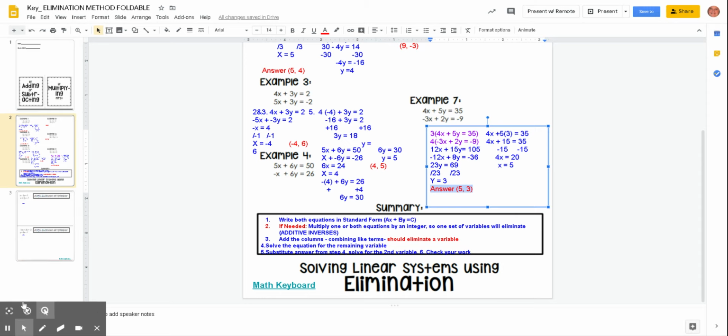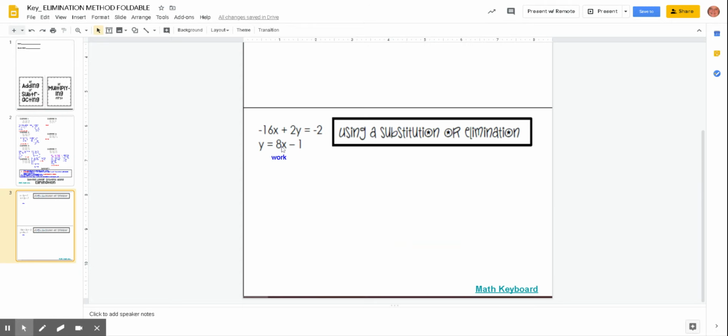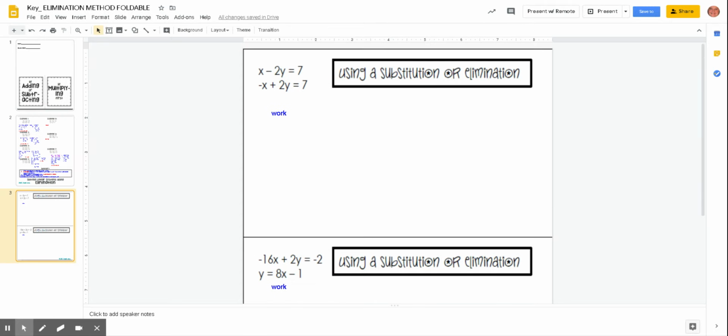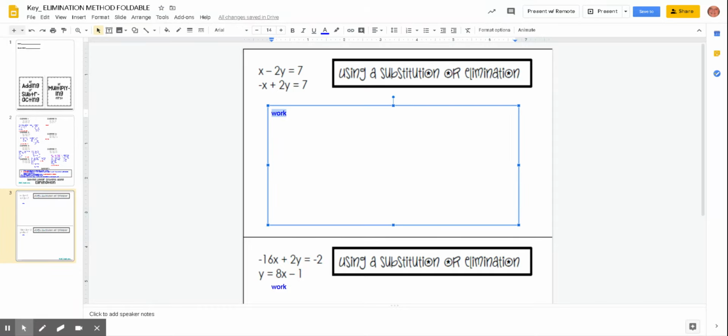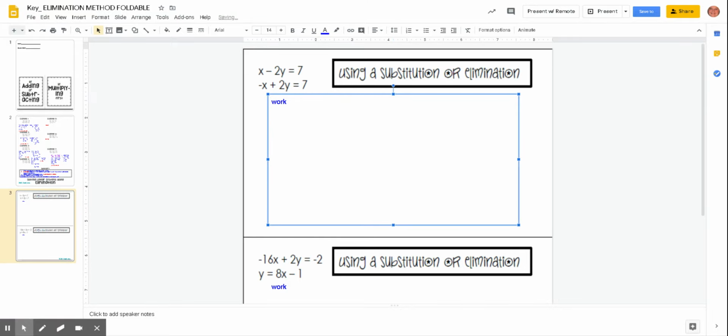But what happens if they have more than one common solution? Or what happens if they have no common solutions? What is that going to look like when we do the math? So go down to page 3 of the notes. If these look familiar, it's because we did these same problems using substitution, and now we're going to talk about what they look like with the elimination notes.